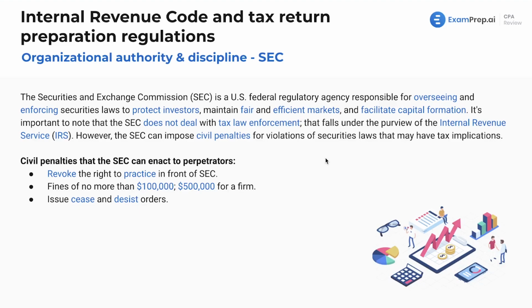Also, the SEC deals with public companies. So that's just another reason. I mean, if the extent to what you need to know is on this slide, that's not too much, right? What can the SEC do? They can revoke the right to practice in front of the SEC, fines of no more than $100,000, or $500,000 for a firm or company, and they can issue cease and desist orders, making you stop what you're doing.